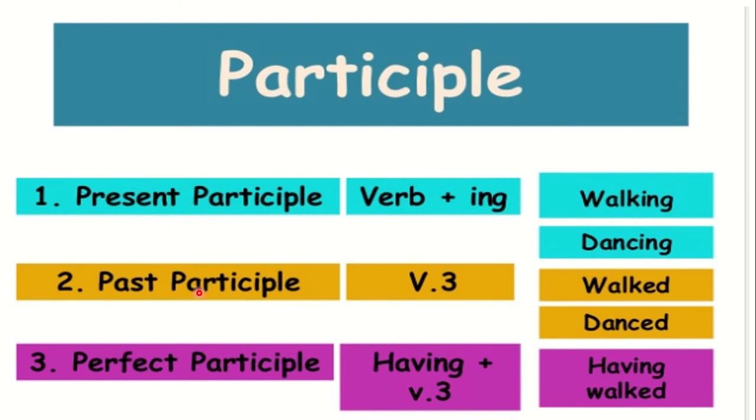Number two is past participle. Past participle is always verb 3. For example, walked, danced, flown, etc. Number 3, perfect participle. Perfect participle is having plus verb 3, like having walked, having cooked, having flown, etc.